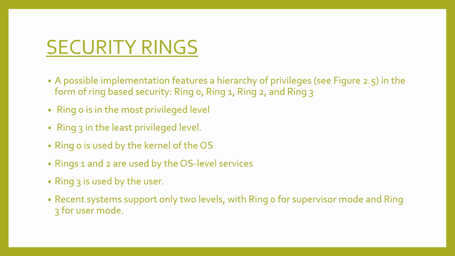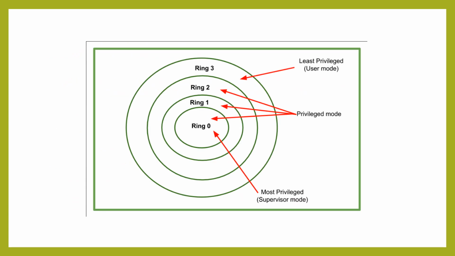Recent systems support only two levels, with ring 0 for supervisor mode and ring 3 for user mode. This is the diagram. This is ring 0, which is the most privileged or supervisor mode, and ring 1 and 2 are privileged mode, and ring 3 is the least privileged or user mode.